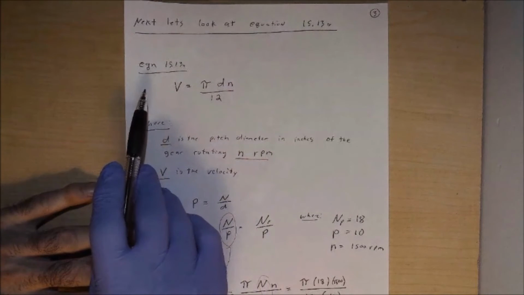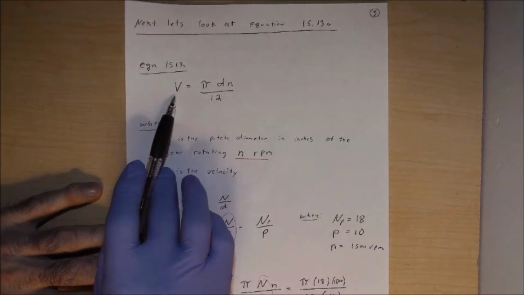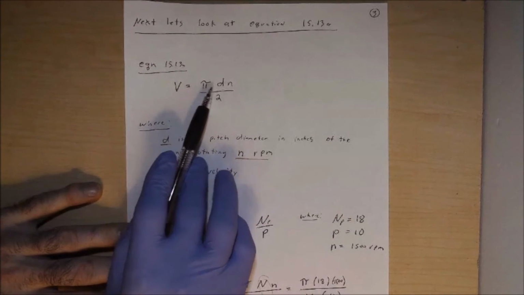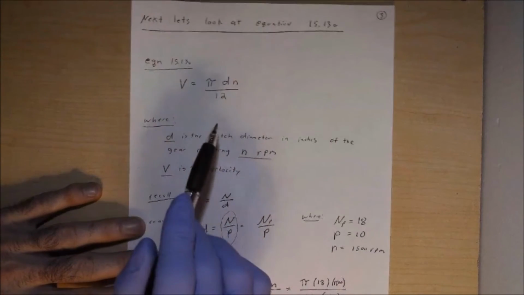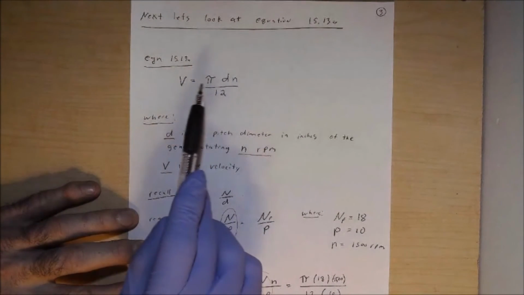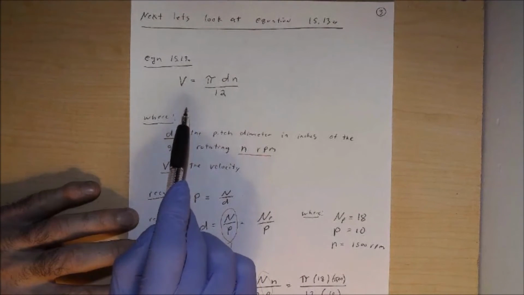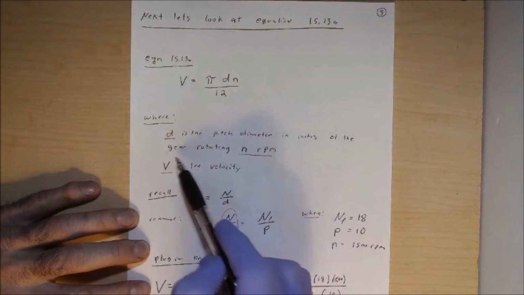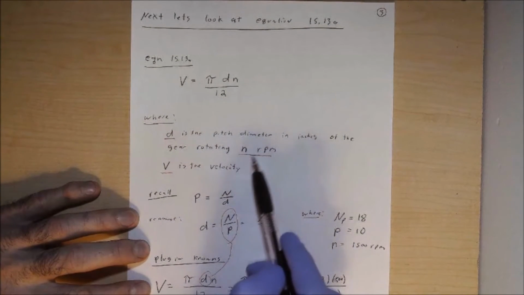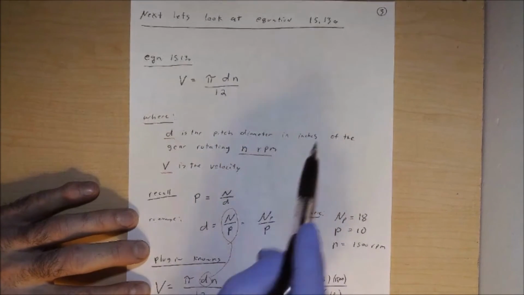For the next part of our solution, we want to take a look at equation 15.13. From 15.13, we have that V is equal to pi d n over 12. This comes from our textbook. Now, what are each of these individual variables? How can we reduce this in order to solve it with the information we're given in our problem statement? D is the pitch diameter in inches of the gear rotating at a speed of n RPM. So we have our speed and our diameter there.